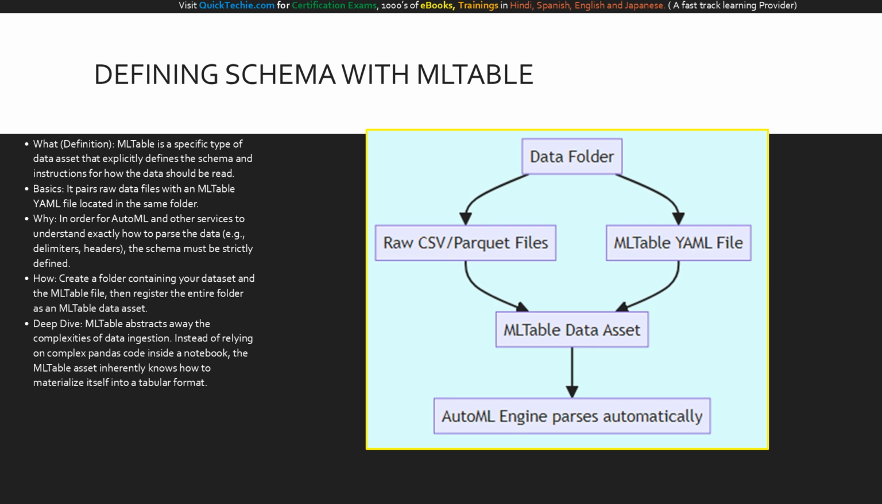Here we see the internal structure of an ML-table data asset. It all starts with a single data folder. Inside this folder, you place your raw data files like CSVs or Parquet files right alongside your ML-table YAML file. The YAML file acts as the blueprint. When you register this folder, it becomes an official ML-table data asset. Because the blueprint is attached directly to the data, the AutoML engine can parse it automatically without any manual intervention.